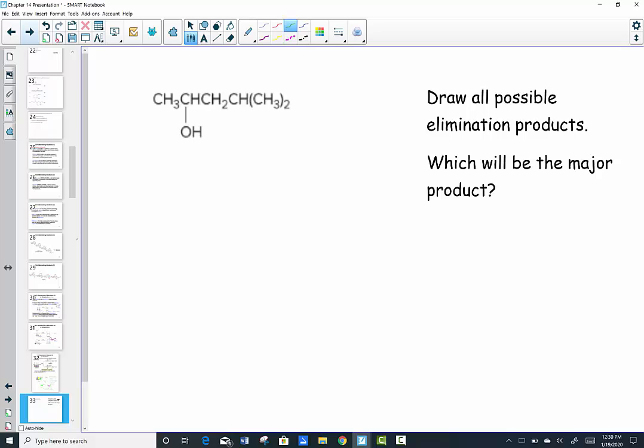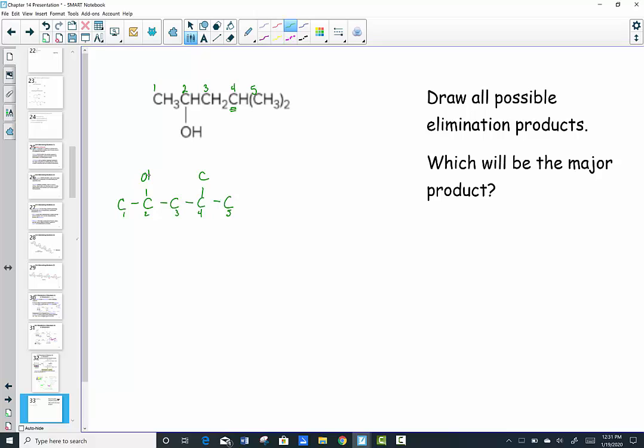Here it says, draw all possible elimination products and then determine which one will be in the majority. So here I have a carbon attached to carbon 2 in a 5-membered carbon. So just think that through. 1, 2, 3, 4, 5. And then this carbon has another branch, right? Carbon 4 has 2 methyl groups coming off of it. 5 carbons, carbon 4 has a methyl branch.